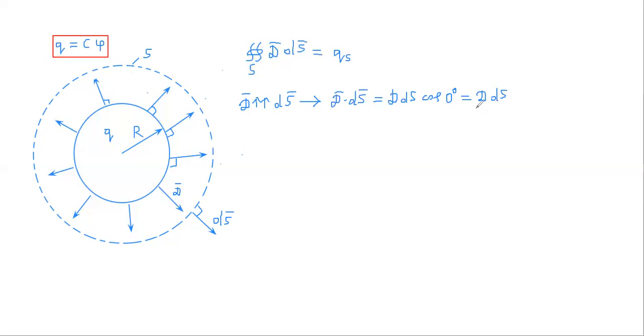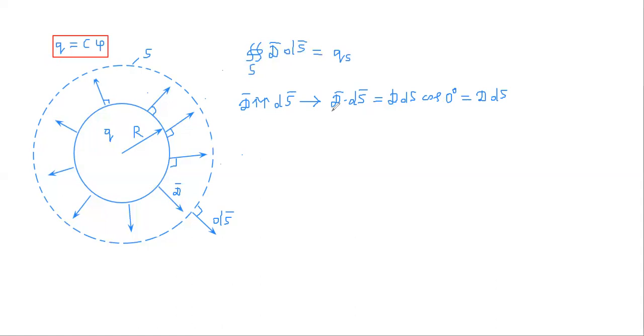It looks very similar. But on the right side we have D multiplied by dS without vectors. So the expression becomes much simpler than it was before. Much simpler than it was before.